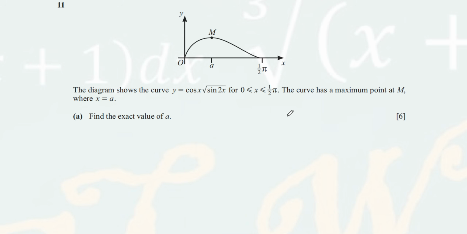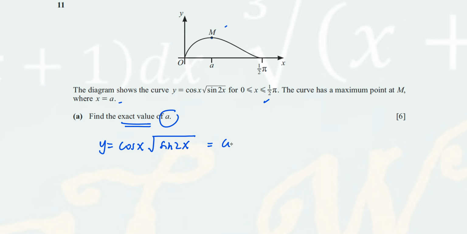Okay, now next question, number 11. The diagram shows the curve y equals cos x times square root of sin 2x. For this interval of x, the curve has a maximum point at M, where x equals a is given. Find the exact value of a. So now, the a is the x value when the M is maximum. That means dy/dx equals 0, then x equals a. So which means now I need to differentiate my function.